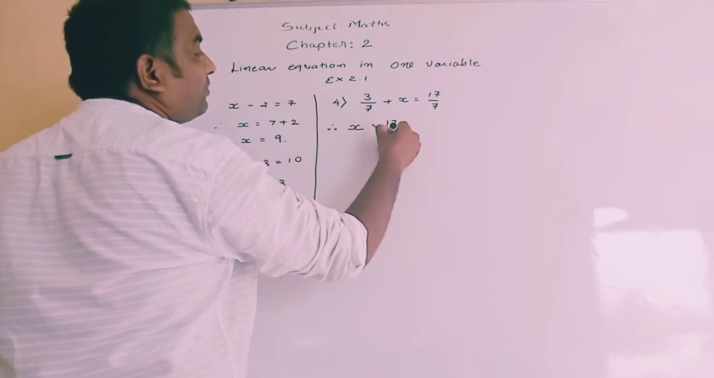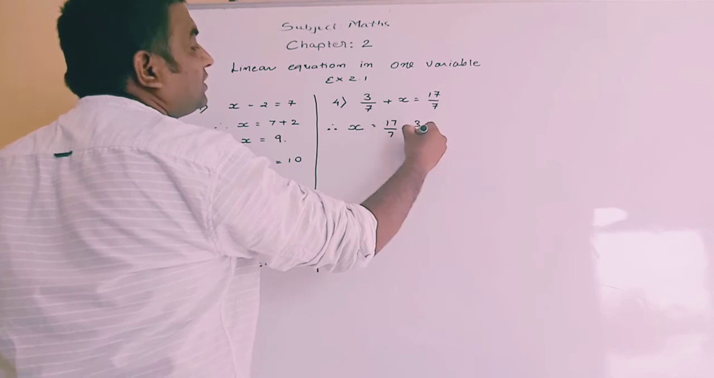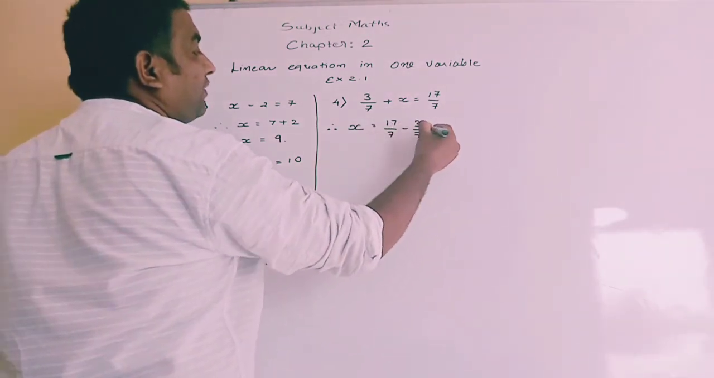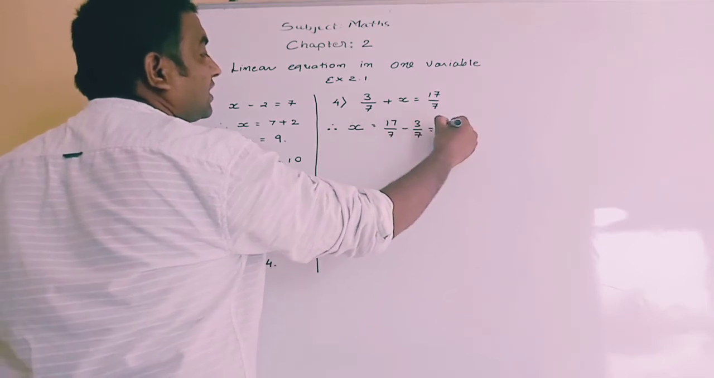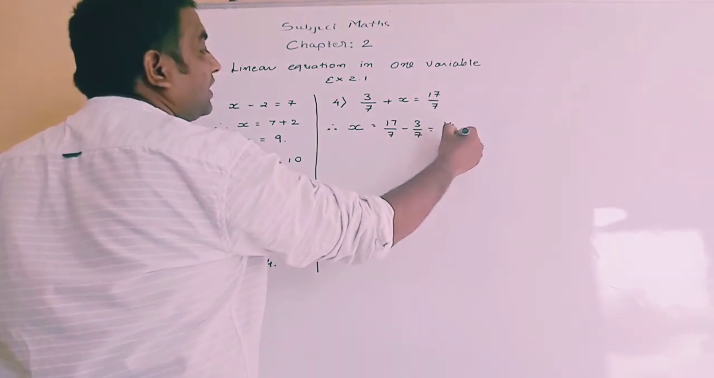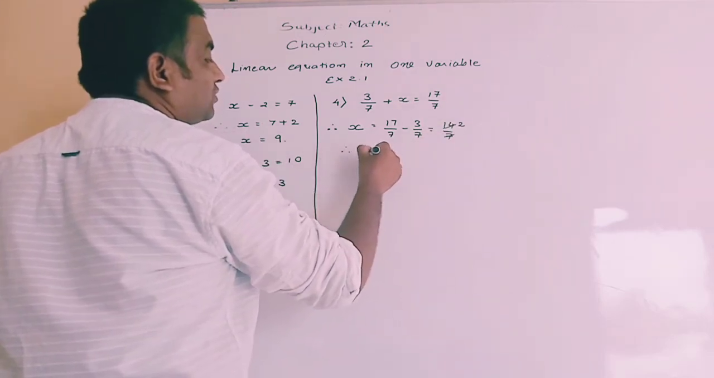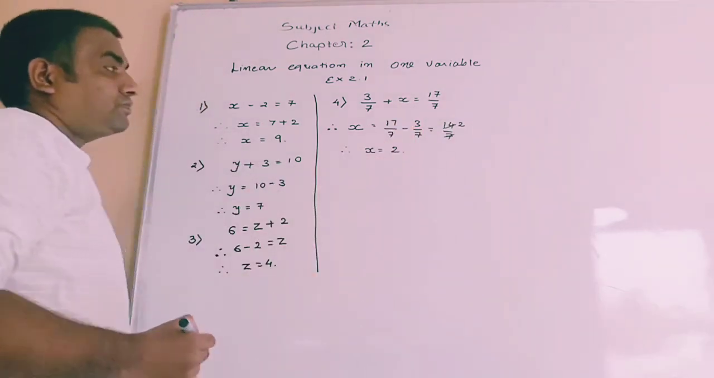17 by 7 minus 3 by 7. So now denominators are same, so no need of LCM. Directly we can take 17 minus 3, 14 by 7, and that will simplify. Then 2. So x is equal to 2.